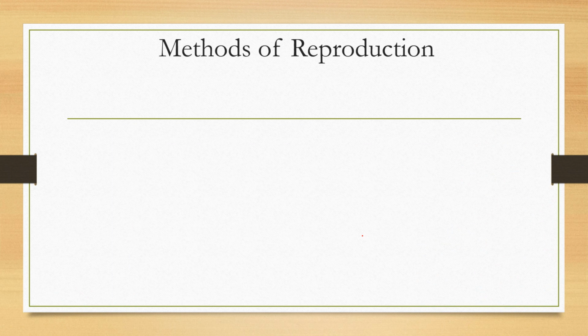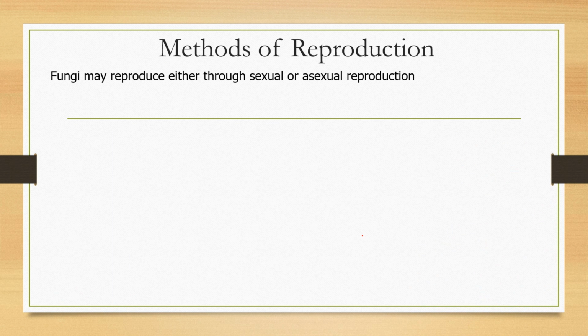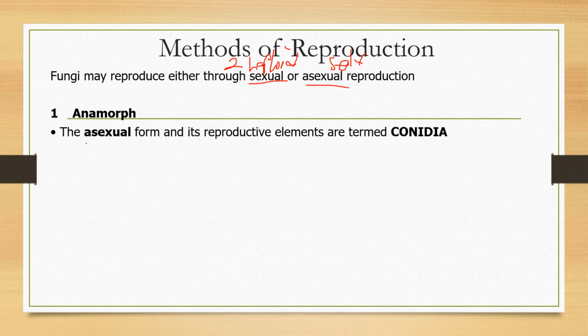Now let's talk about the methods of reproduction for your fungi. Now, fungi may reproduce either through sexual or asexual reproduction. Now, let's talk about the two types, sexual and asexual. When it's sexual, class, this would require two haploids. But when it's asexual, it's just itself, self only. So let's talk about the first one, the anamorphs.